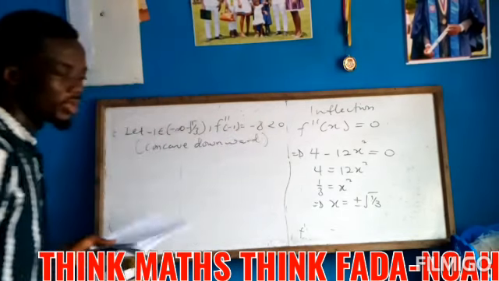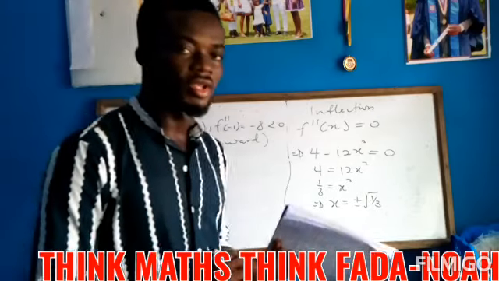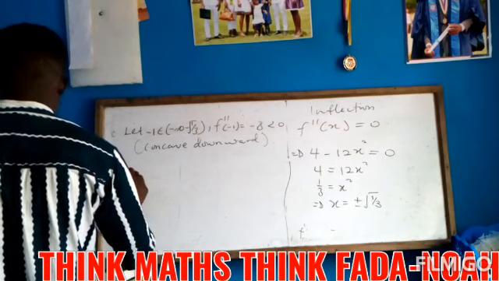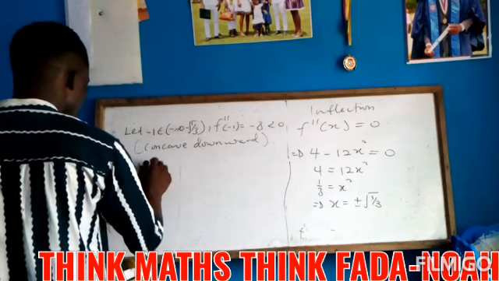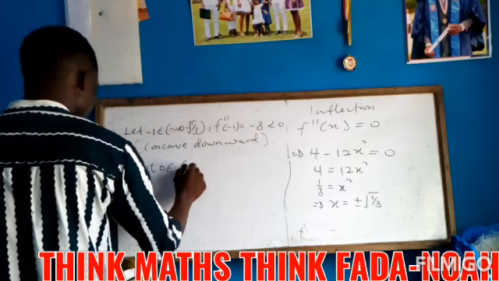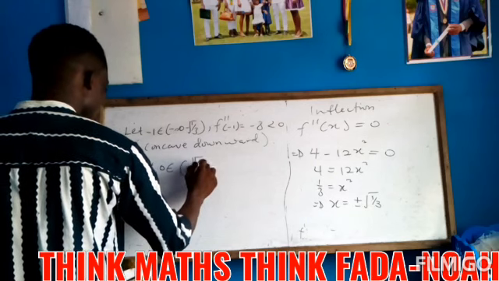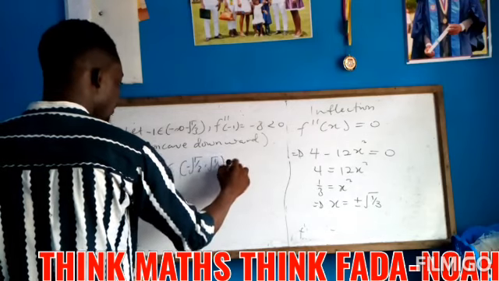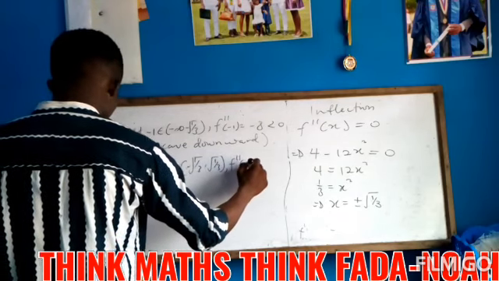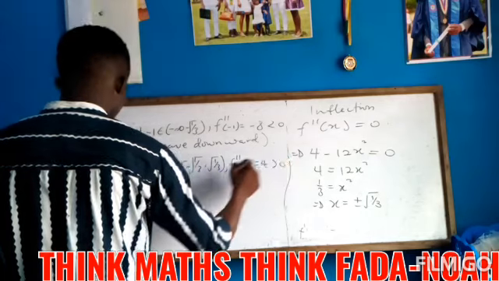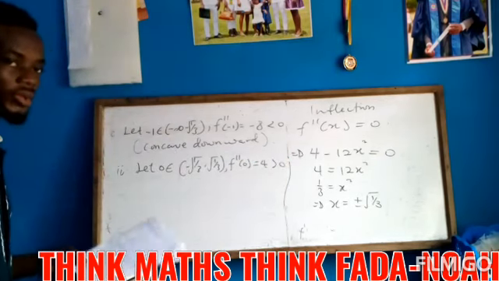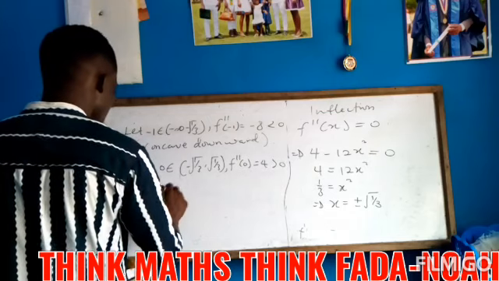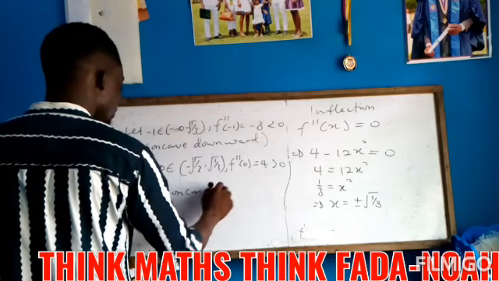So concave downward is actually referring to a maximum turning point. Okay. So I let 0 belong to the interval minus root 1 over 3 to root 1 over 3, and we have f prime prime of 0 equal to 4, which is greater than 0. So since we have a greater than over here, we are going to have concave upward.